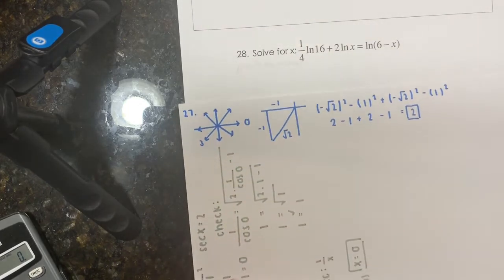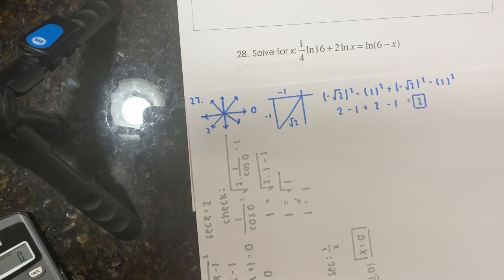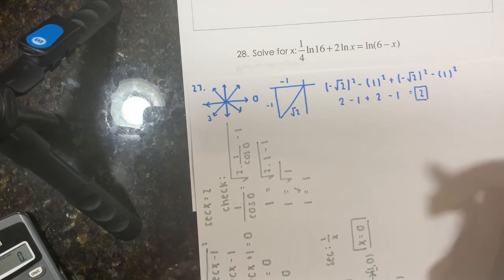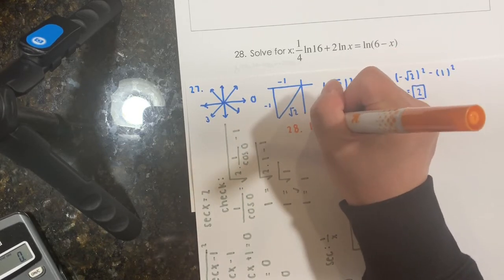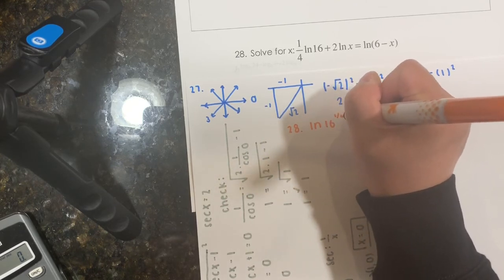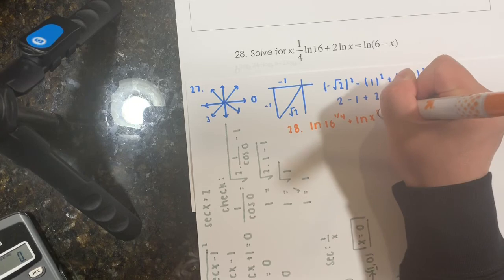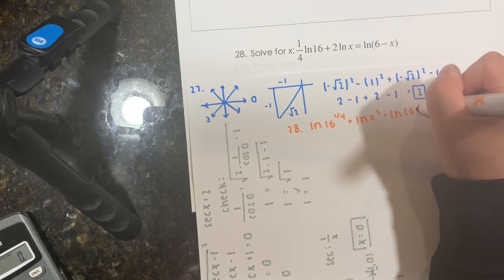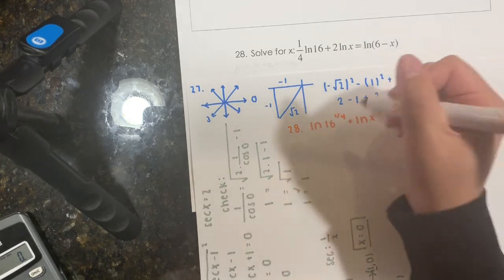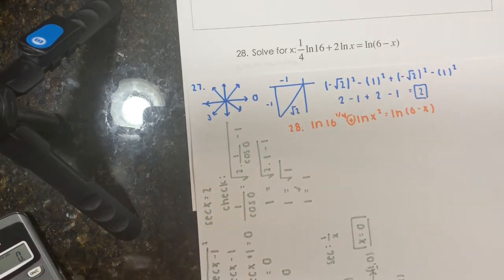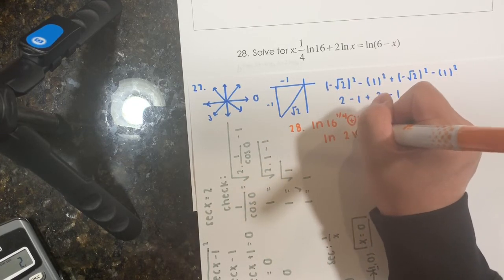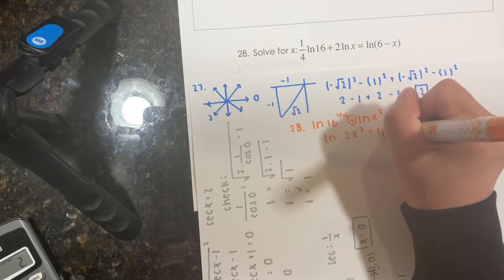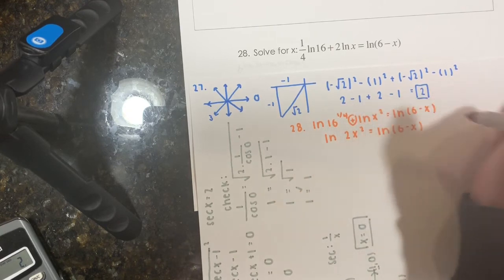Now moving on to number 28. What we're going to do for number 28 is if you see a number outside your log, it becomes the exponent. So we're going to have ln of 16 to the 1/4 plus ln of x squared equals ln of 6 minus x. Because of this plus sign, I'm going to combine, and 16 to the power of 1/4 is equal to 2. So this is going to turn into ln of 2x squared is equal to ln of 6 minus x.